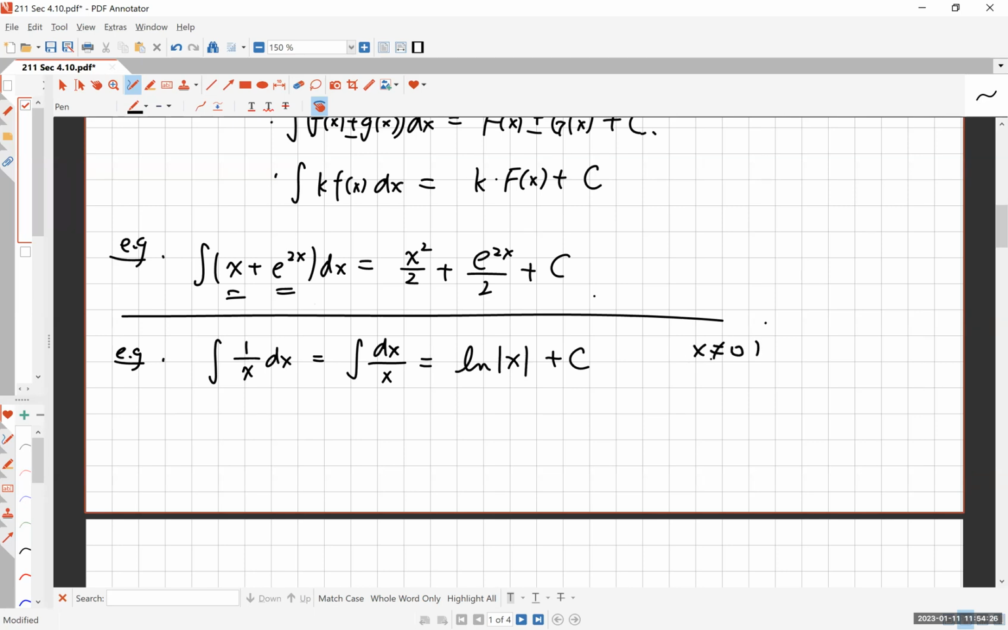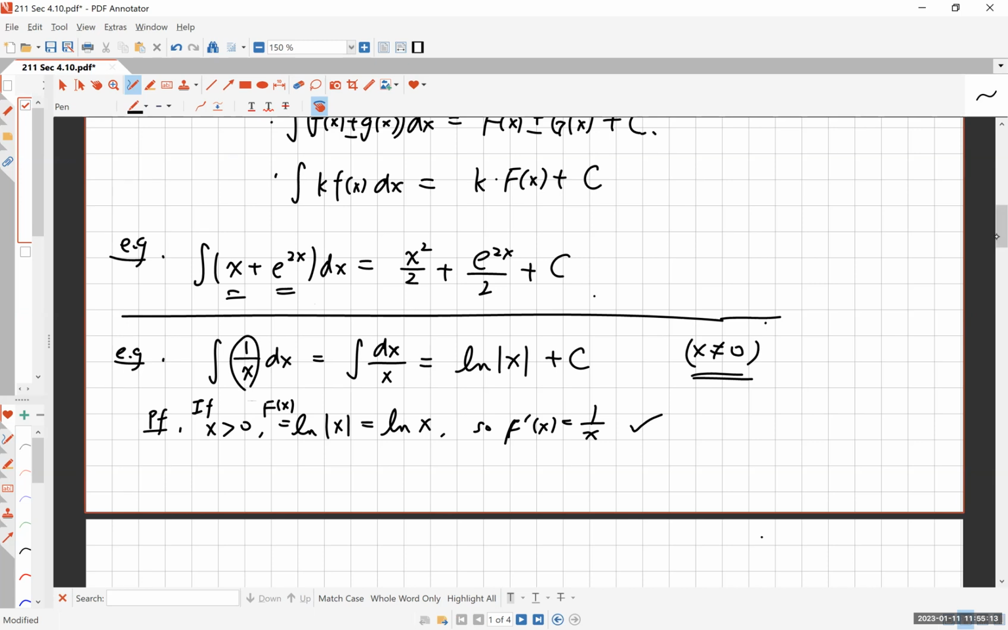Of course, we have to make sure x is not 0, because if x were 0, 1 over x doesn't exist. It's not defined. So x could be any number except 0. If x is positive, the natural log of the absolute value of x is exactly the same as the natural log of x. Let's call this capital F. So the derivative of that is 1 over x, as desired, because that's what I'm trying to find the antiderivatives of.